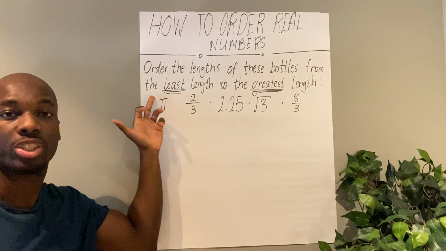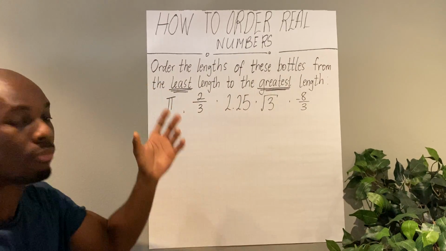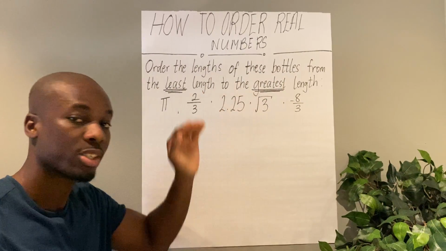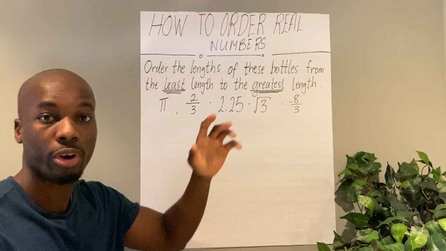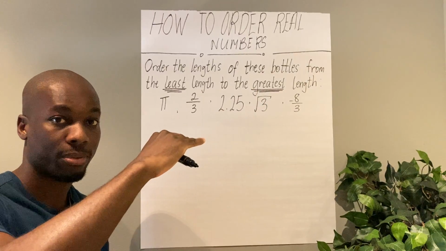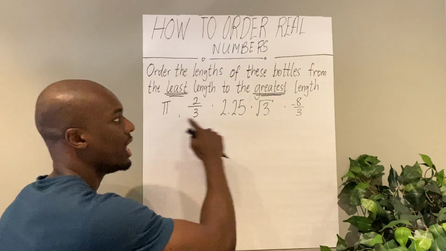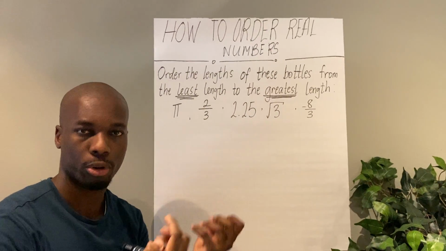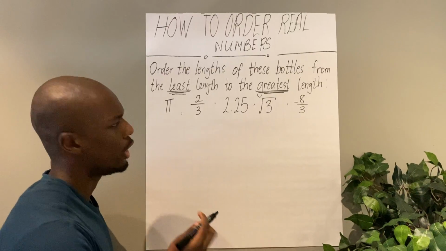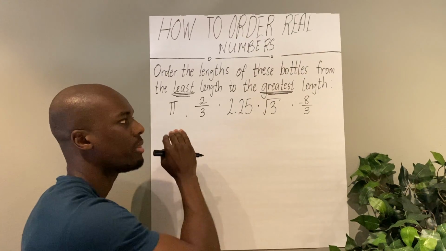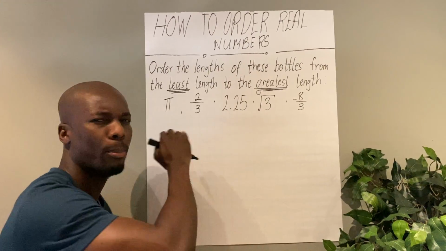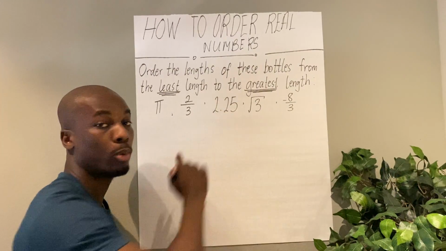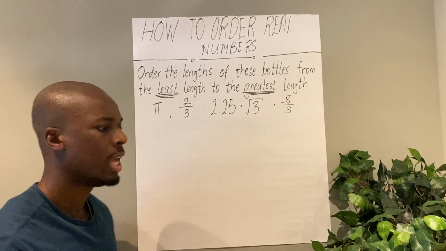So let's look at our question right here. It says order the lengths of these bottles from the least length, that's the smallest length, to the greatest length, or the biggest length, right? So that's what we're going to do. These are our lengths right here. You realize that these are written in several forms, right? So in order to compare these numbers, I want to change them all to decimals first, all right?